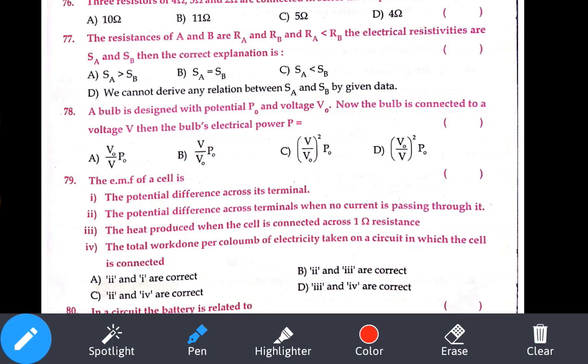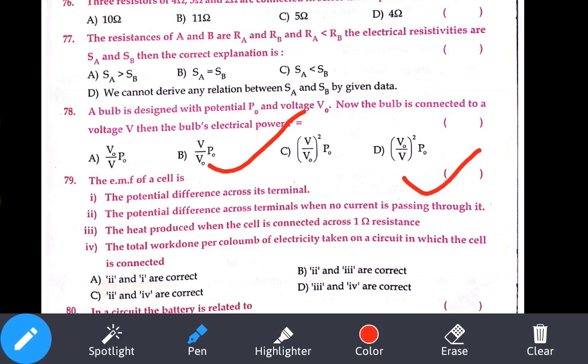Now 79th question, the EMF of the cell. EMF means what? Potential difference of the cell. What is the first point they have given? Potential difference across its terminal. Second point they have given: potential difference across the terminal when no current is passing through it. Okay, that is correct, because EMF means potential difference across the terminal when no current is passing through it.